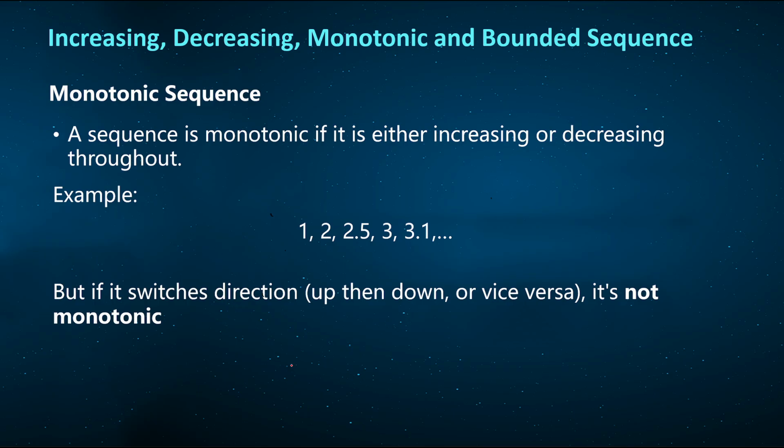However, if you have this sequence, let's say we have 1 2 3 4 5 4 3 2 1, okay, so this type of sequence is not monotonic, because as you can see, it increases and then afterwards it decreases.